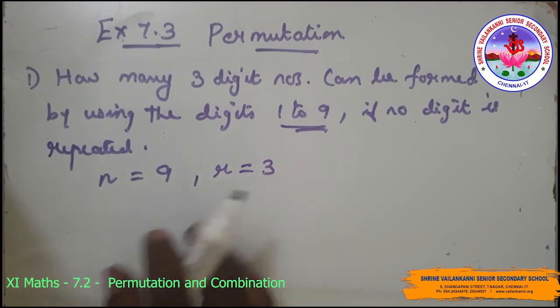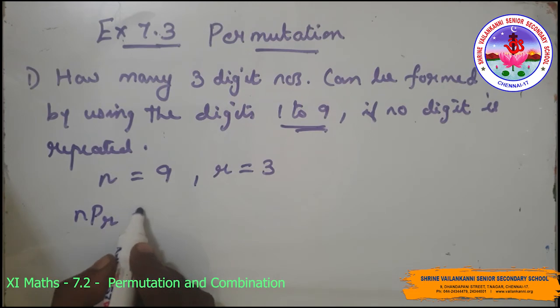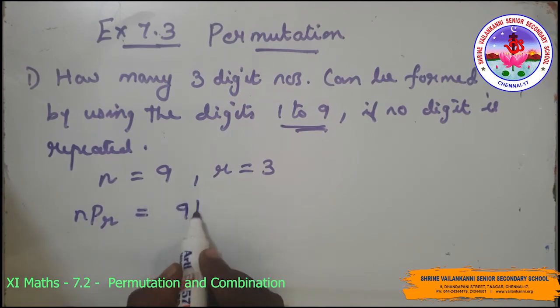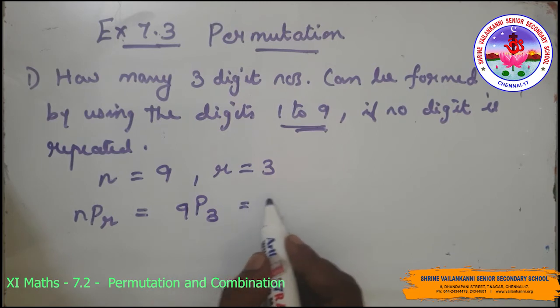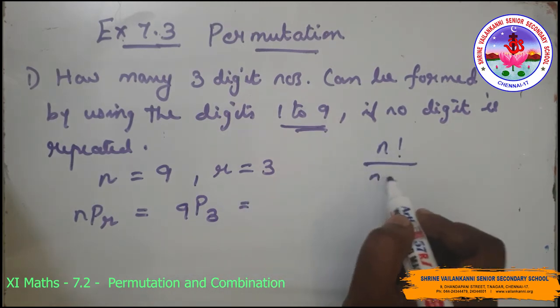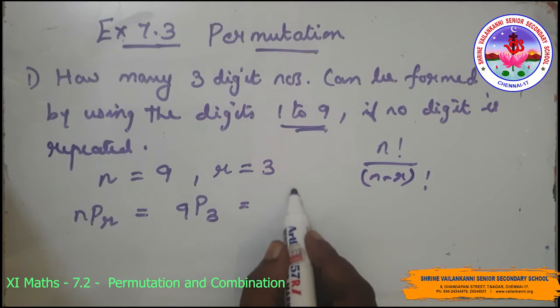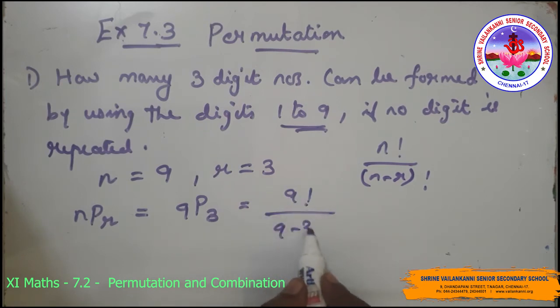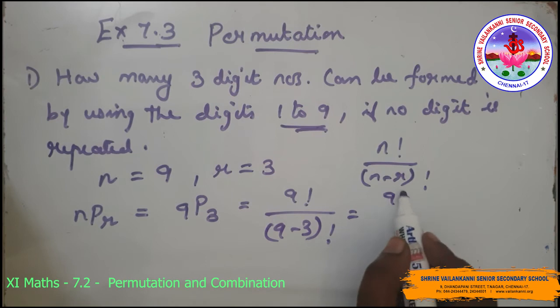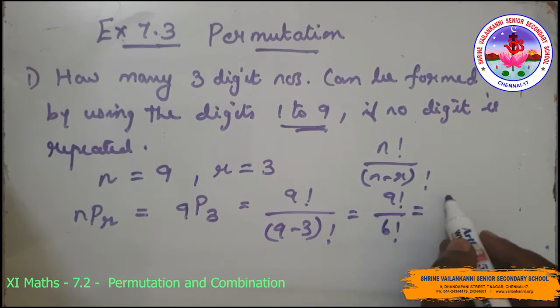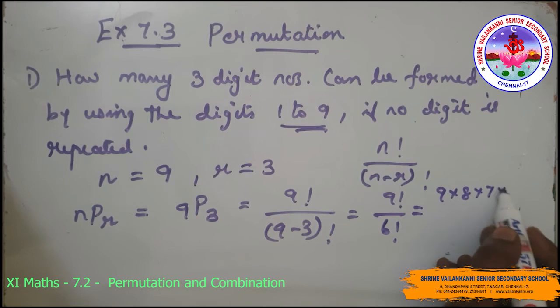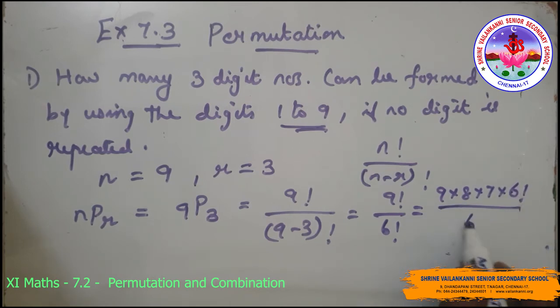So using the nPr formula, 9P3. The formula is n factorial by n minus r factorial. So 9 factorial by 9 minus 3 factorial. So 9 factorial by 6 factorial, which is equal to 9 into 8 into 7 into 6 factorial whole by 6 factorial. I have stopped till 6 factorial so that I can cancel this. So 9 into 8 into 7, which is equal to 504.